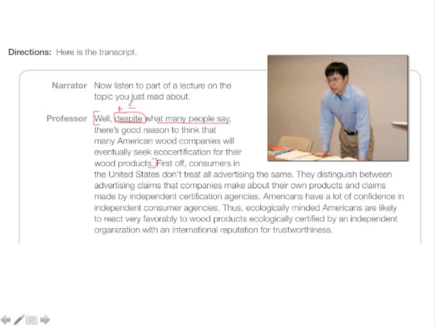Well, in this case, it's a negative word. So already we can get a sense that the professor is not agreeing with the information. And in fact, when the professor says what many people say, he's actually referring to, of course, the reading. This is what the reading says, and I am not going to agree with it.